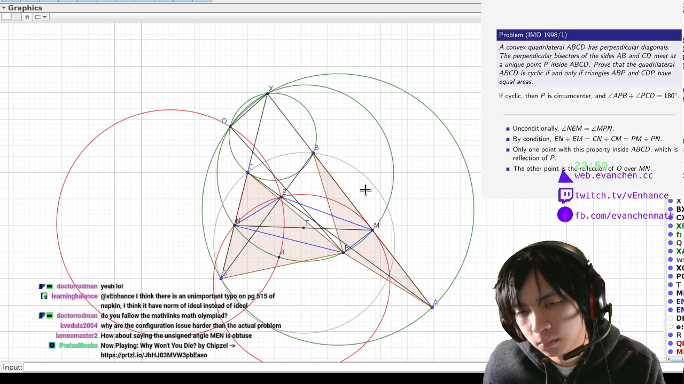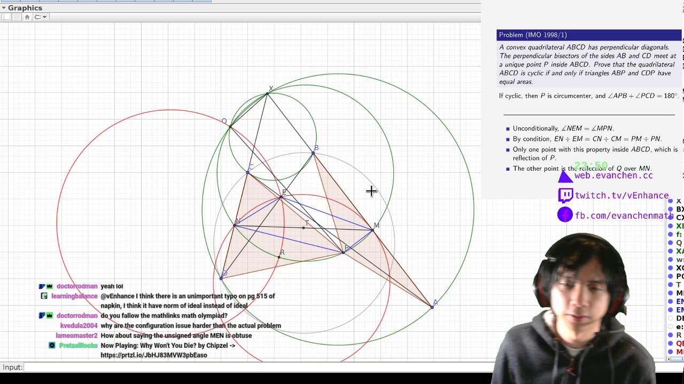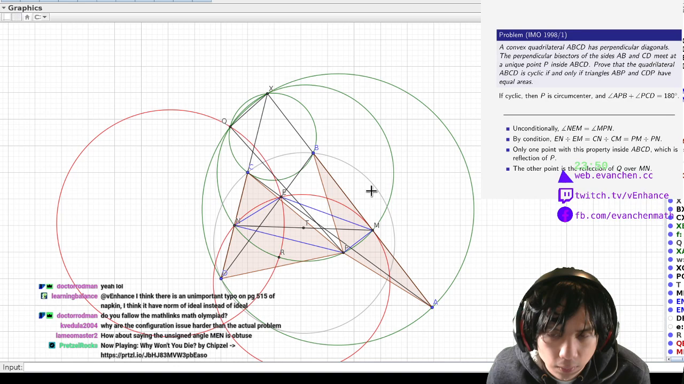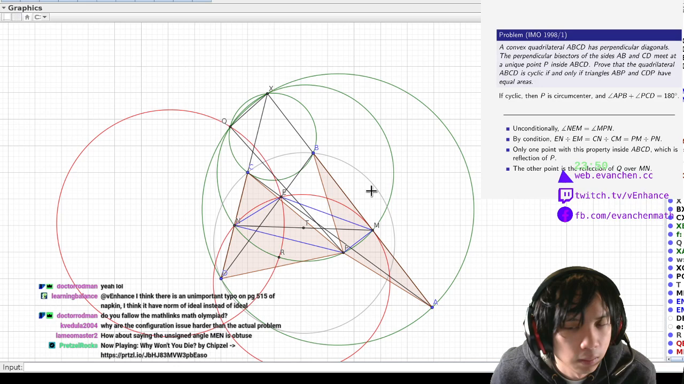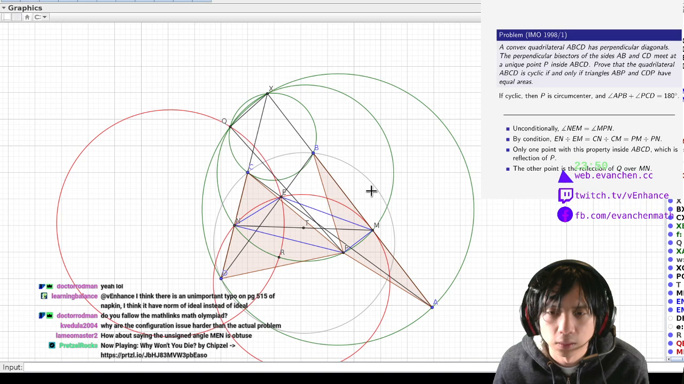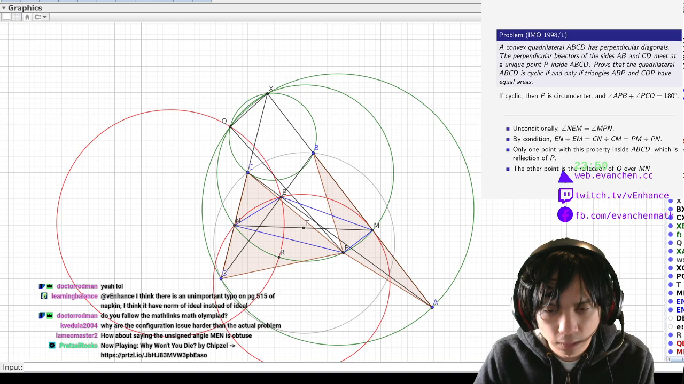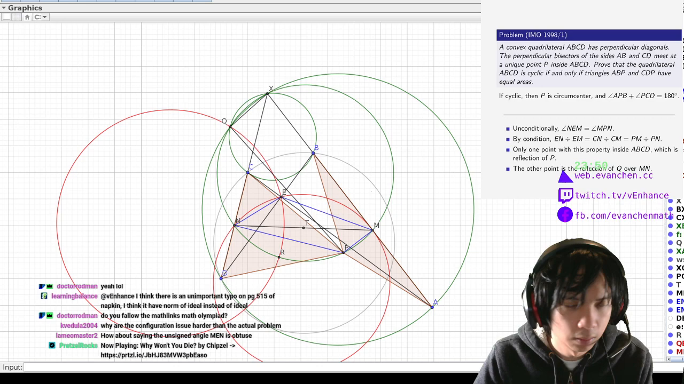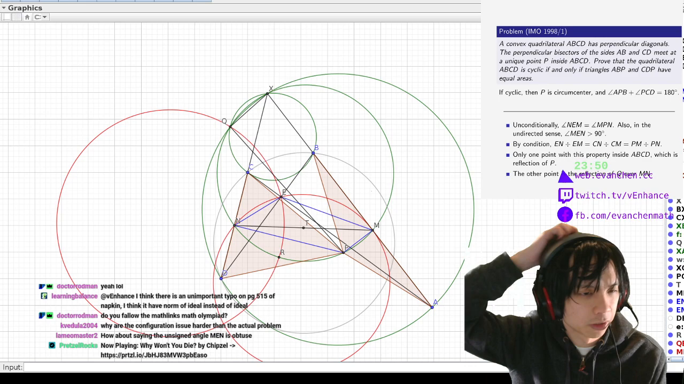Yeah, you are right though. Angle MEN in the undirected sense is obtuse, so it's angle MPN, so that should... That'll do it, yeah. Okay, that's fine. Yeah, okay, so I can make that just as... Okay, that's fine.